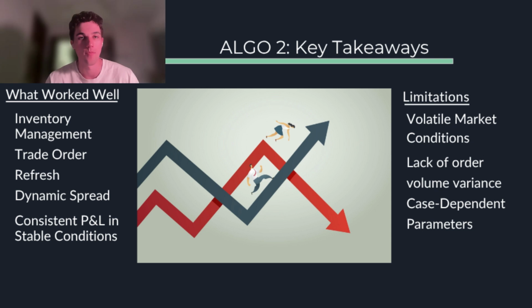Key takeaways. In the Algo 2 case, our algorithm performed strongly in several key areas. Inventory management worked efficiently, keeping our net position close to neutral through continuous paired orders.